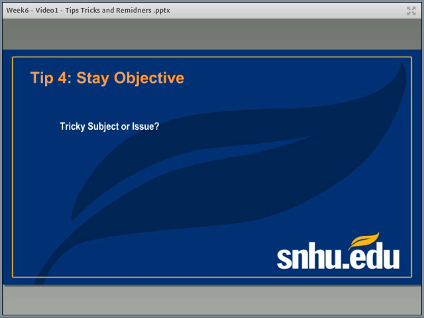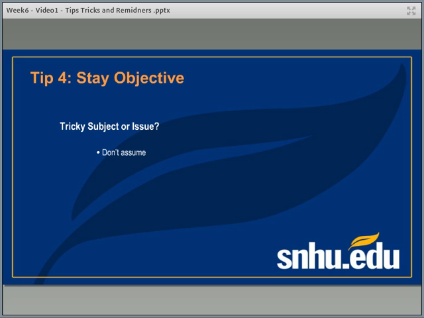With that in mind, stay objective. Some of you, depending on what theme you're using and what works of art you have, might have a tricky subject or issue. If you've got an issue or a theme that deals with religion or faith, for example, or gender, something that could be particularly tricky, again, you don't want to assume. You want to approach it objectively.